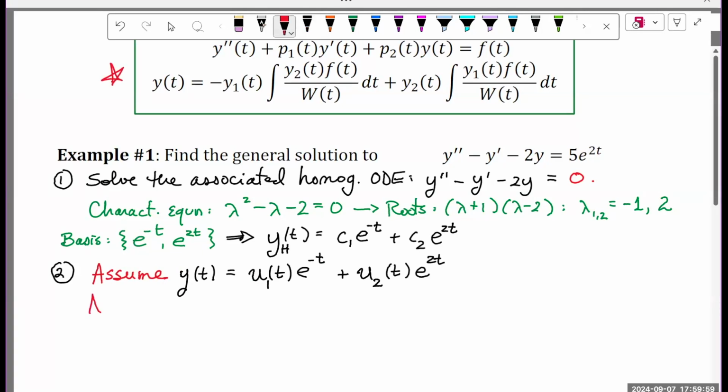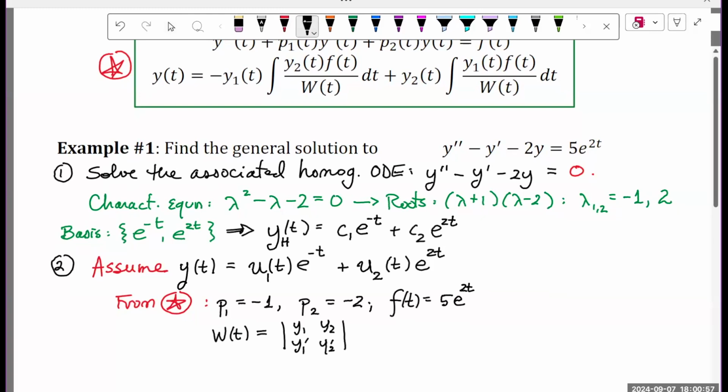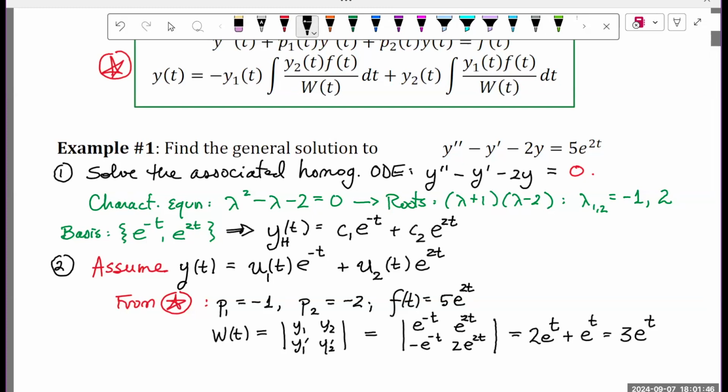From our formula up here, we first identify the components of the formula that we need. So for us, P1 is -1, P2 is -2, and F is 5e^(2t). We also need to compute the Wronskian W. Remember that the Wronskian is the determinant of the matrix whose first row is made up of the two solutions and whose second row is made up of the first derivatives of the two solutions. In this case, that ends up being e^(-t) and e^(2t) on top, and -e^(-t) and 2e^(2t) on the bottom row. The Wronskian in this case, therefore, is 3e^t. Let's plug this into our solution formula now.